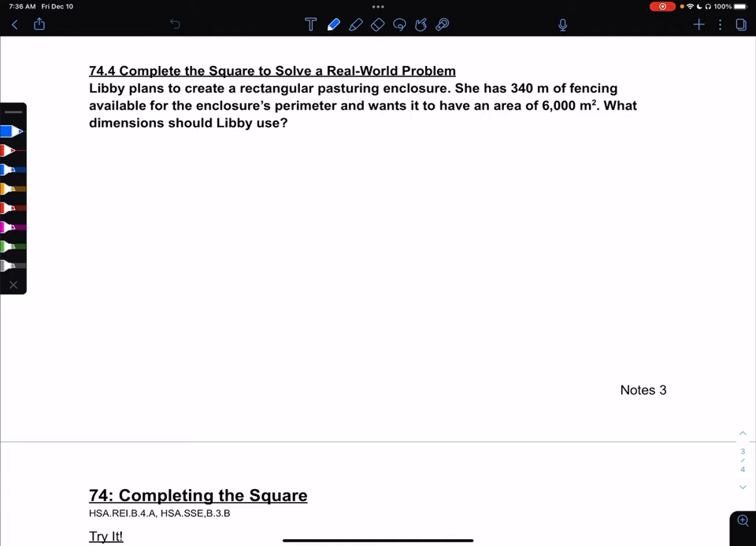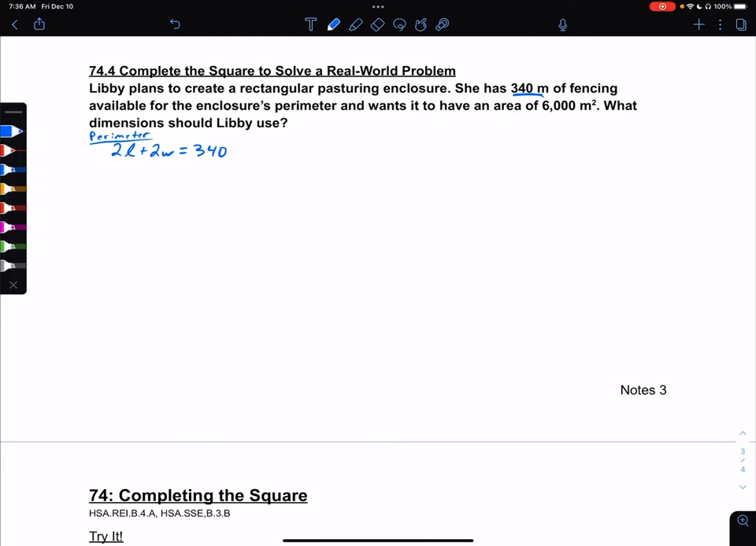Okay, the first thing we want to do is set up a formula, or as many formulas as we can. One of the first formulas I notice is that they mention the perimeter, and we have 340 meters of fencing. So I know that the perimeter, my formula 2L plus 2W, has to be equal to 340. That's based on the perimeter.